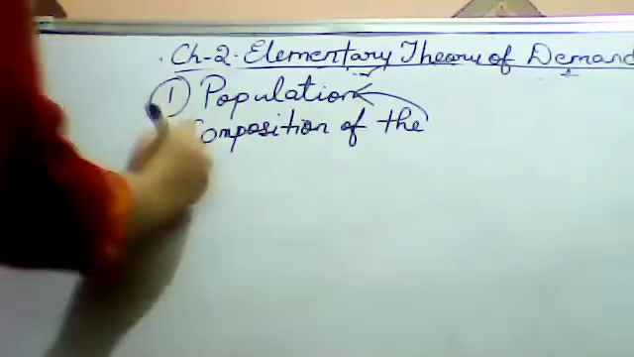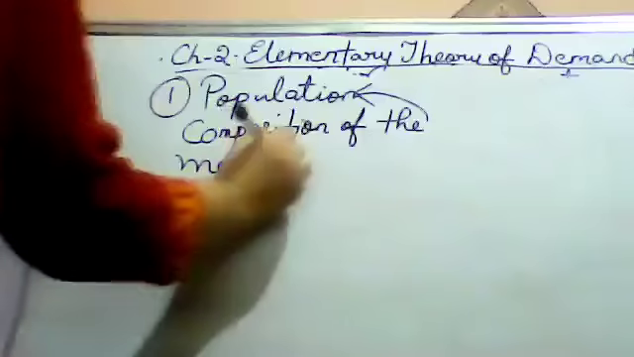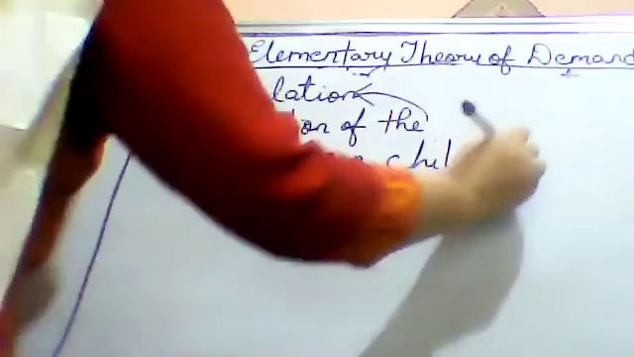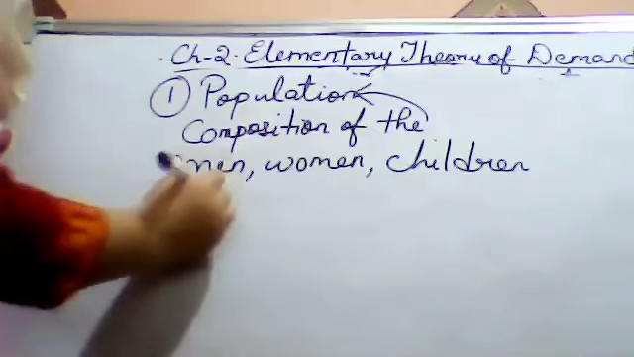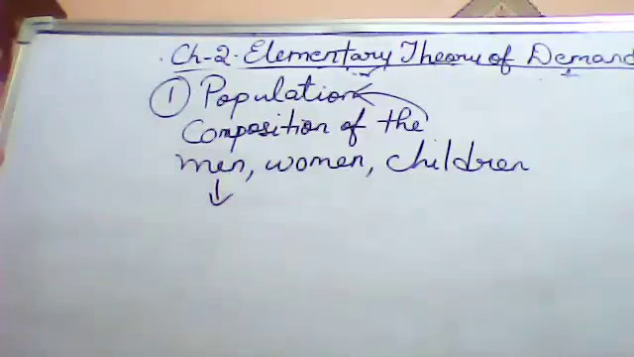Distribution between how many males, how many females, and how many children. Yes, distribution between male, female, and children. Then according to that, the demand will be decided. Suppose the population of men is more. Then what kind of demand will be there?